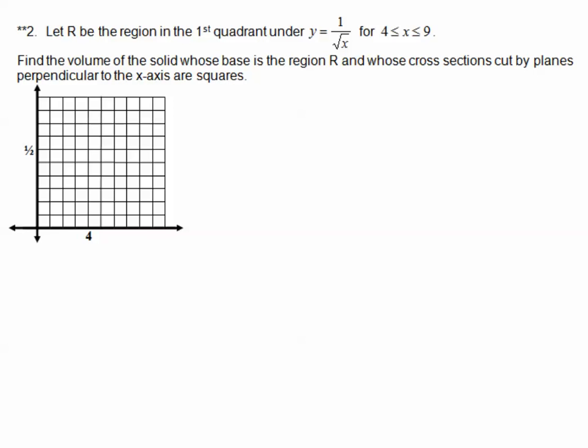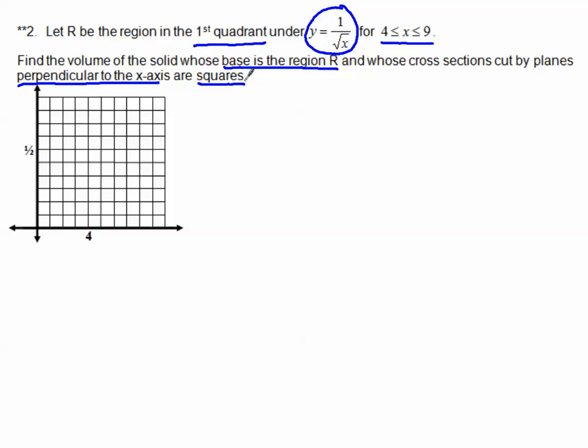Let's look at some more examples. From an AP exam, I see. Let R be the region in the first quadrant. That's important. Under this curve, y equals 1 over square root of x, for the interval 4 to 9 for x. Find the volume of the solid whose base is the region R, the region that we're going to graph, whose cross sections cut by planes perpendicular to the x-axis are squares.